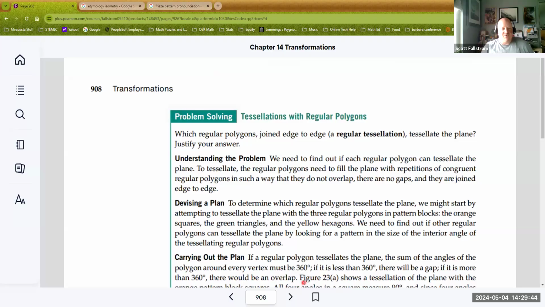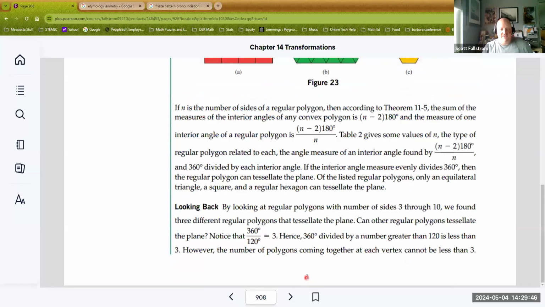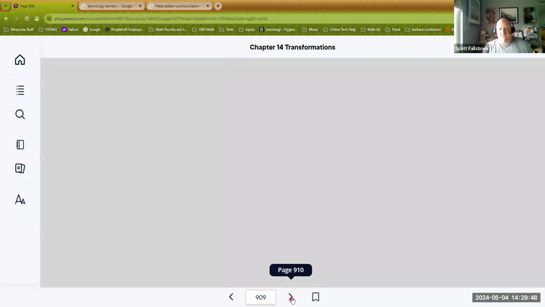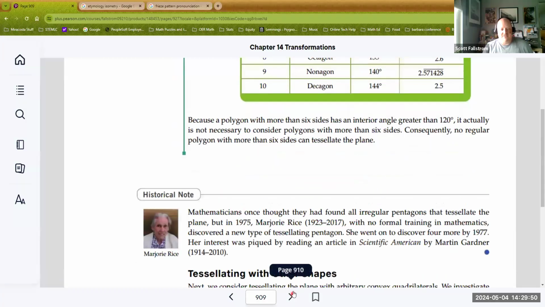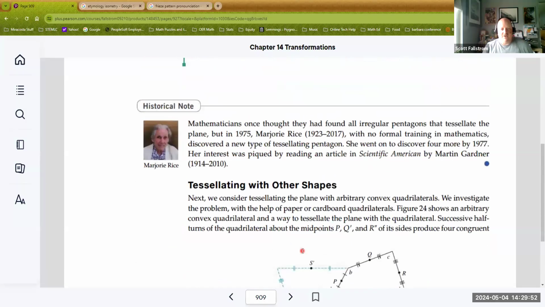And it talks here about which regular polygons tessellate the plane. And I mean, that's cool and all. We'll probably do an activity with this. And this is one. Oh, this is a cool one. I believe Marjorie Rice, who they thought they had found all irregular pentagons that tessellate the plane, found another one after reading an article in Scientific American by Martin Gardner.